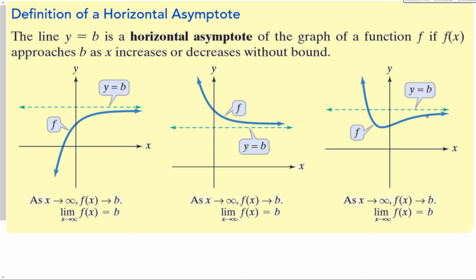Notice here that the graph actually crossed the horizontal asymptote. But that's not what's important. The important thing is what's happening at the end of this function. The line y equals b is a horizontal asymptote of the graph of the function f if f approaches b as x increases or decreases without bound.